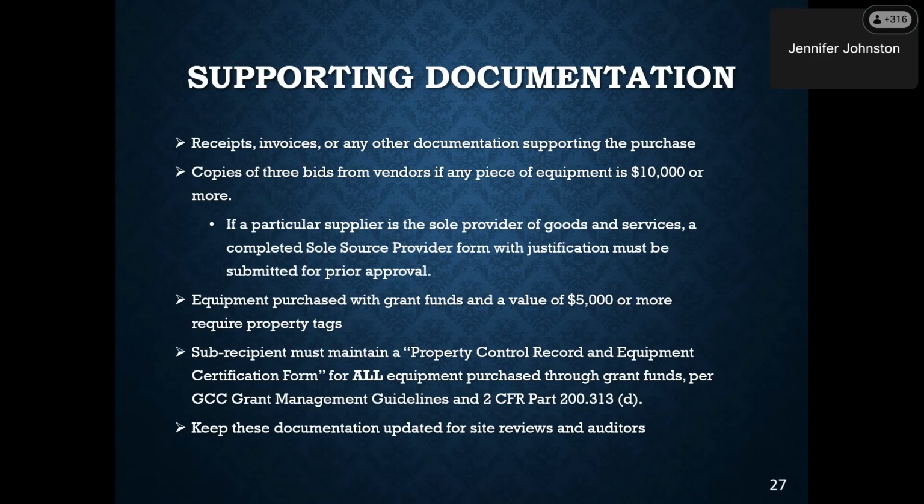Property tags are required for equipment purchased with grant funds and a value of $5,000 or more. The property control record and equipment certification form are required for all equipment purchased with grant funds, which need to be uploaded in EBS attachments. All of the above items should be accessible during the site visit and when submitting your reimbursements.